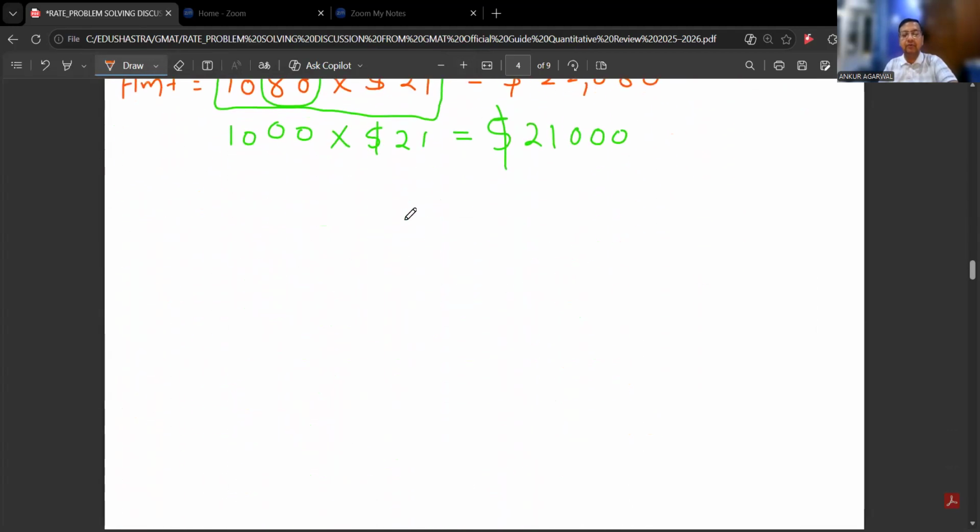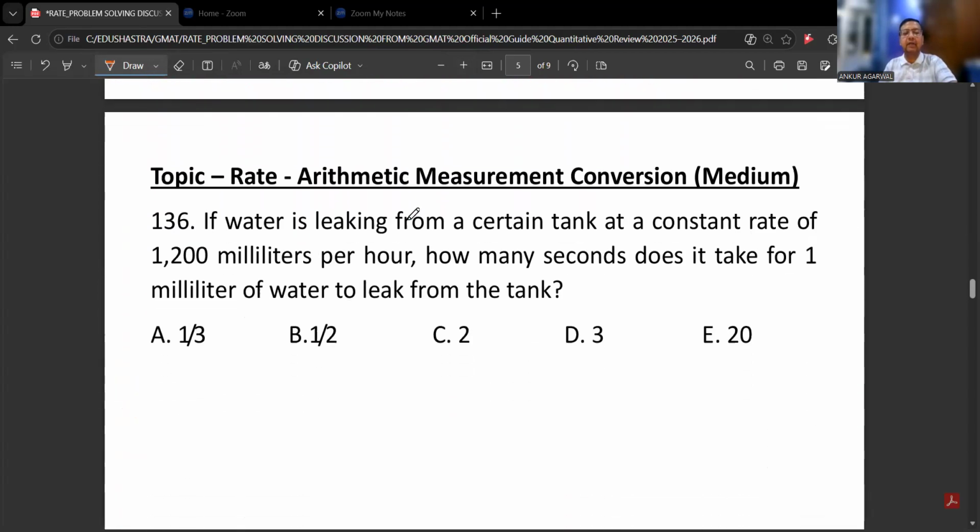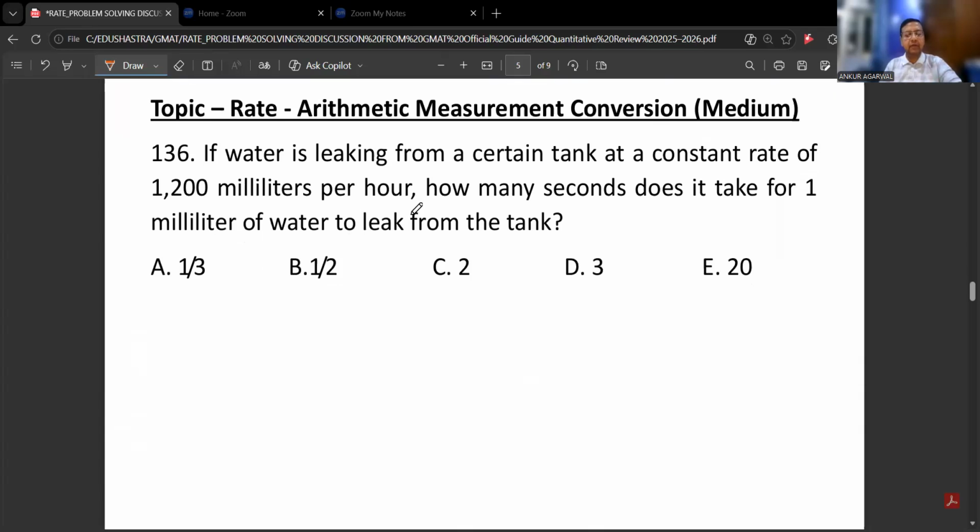So now move further. Come up with the next one. And yes, we are on the same concept, rate and change of rate. There is no other concept. We are making you master, making you perfect in one concept, so that you can have the confidence in solving the questions. Okay, done. So moving next.